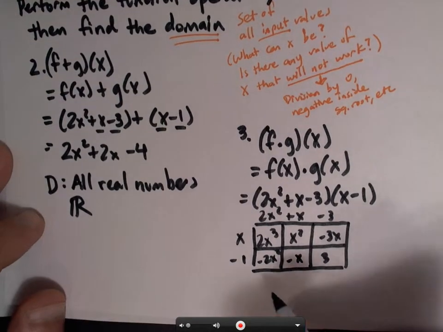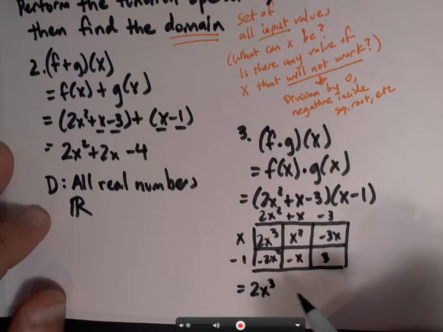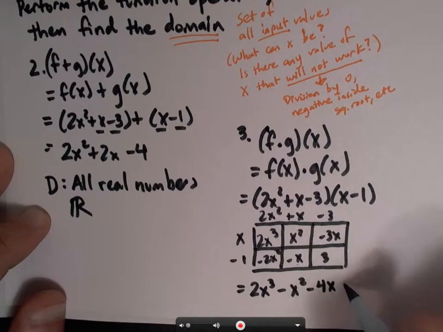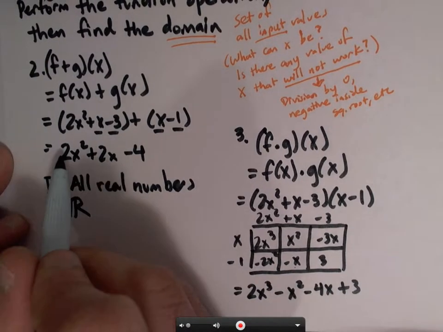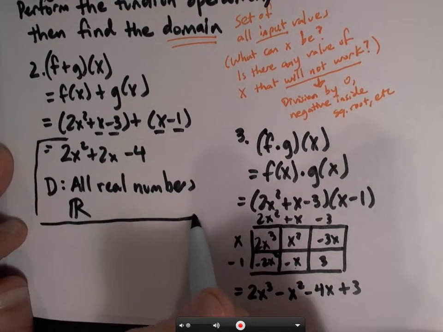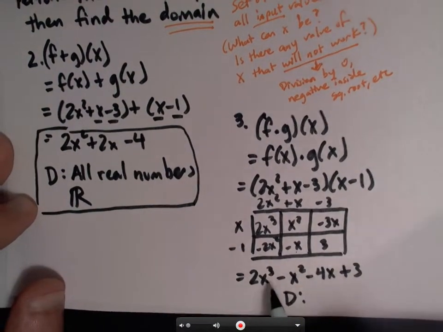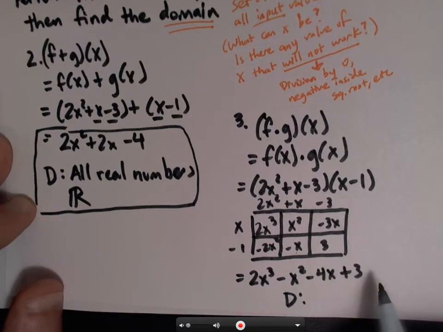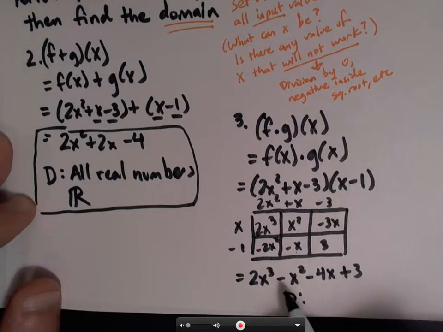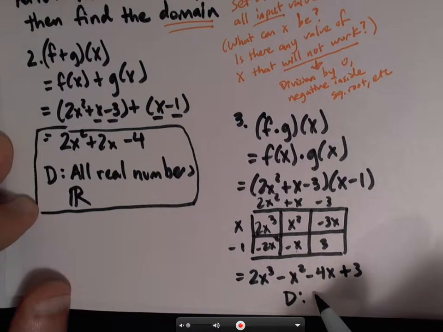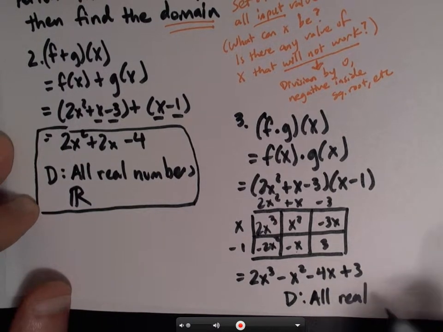And we can combine our like terms. We're going to get 2x cubed, negative 2 and positive 1 makes a minus x squared, negative x minus 3x makes a negative 4x, plus 3. I should box these. Okay, so we get that, and our domain. Again, positive numbers work, fractions, decimals, negatives, zeros, things like pi, everything works. There's nothing that's going to cause me to do division by 0 or have a negative inside a square root's argument. Our domain is going to be all real numbers.